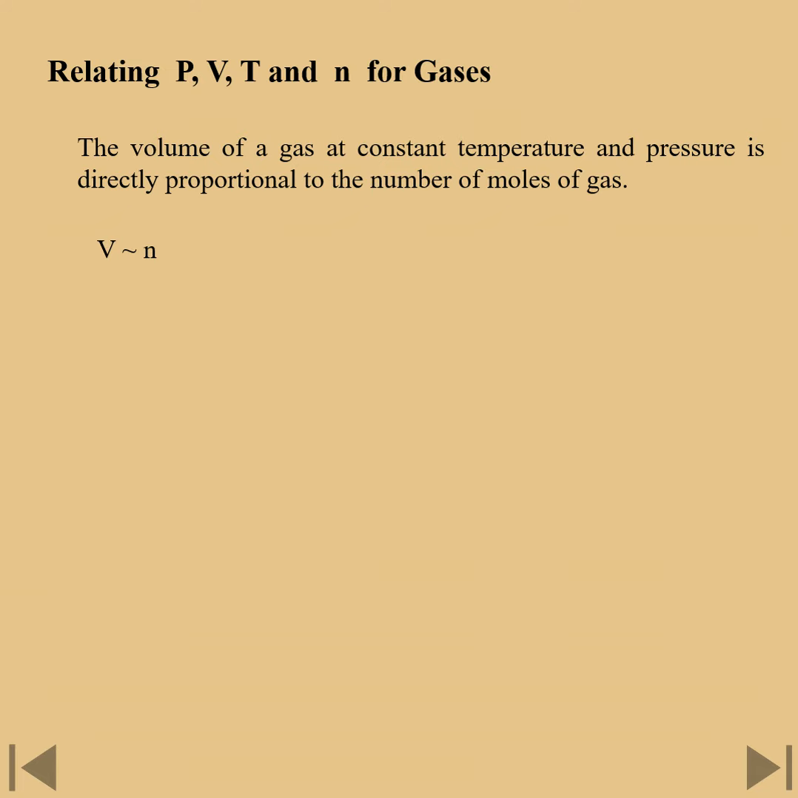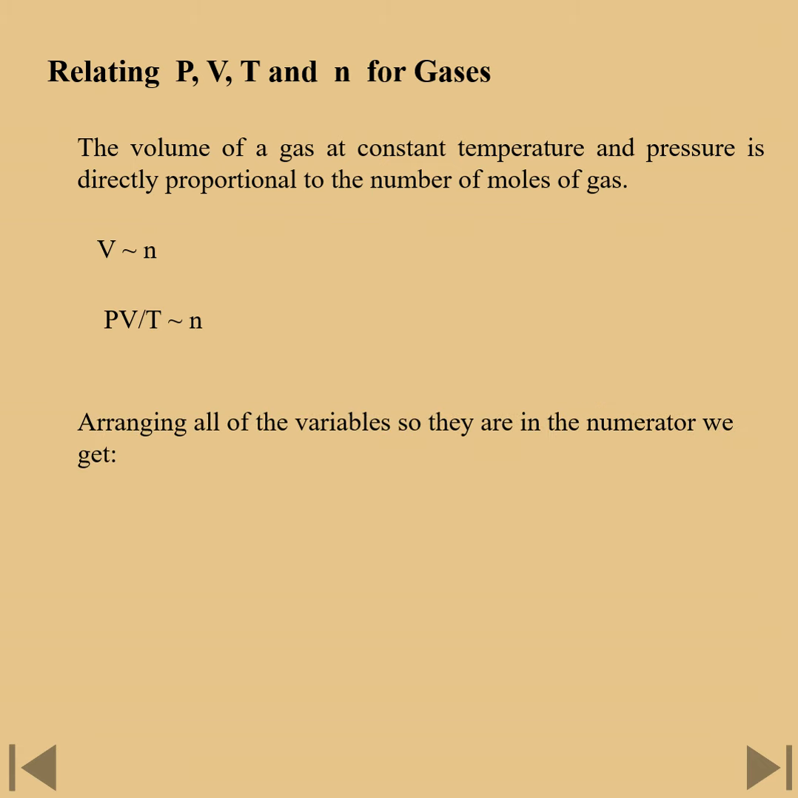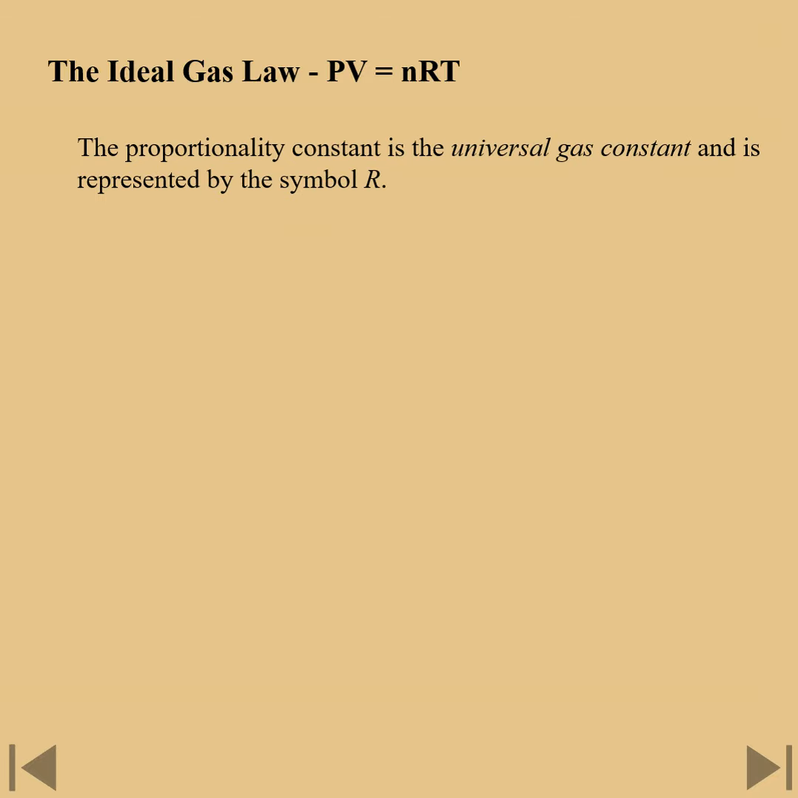Okay, so that tells us that the volume is proportional to the number of gas molecules. And we know that the pressure times the volume over the temperature was equal to a constant. And since the volume is proportional to the number of gas molecules, then PV over T is proportional to the number of gas molecules. And now let me put all these variables in the numerator, and so the pressure times the volume is directly proportional to the number of gas molecules times the temperature. And I think you know where we're going with this next. We just need to bring in a constant, a proportionality constant. And here we have what's called the universal gas constant, R.